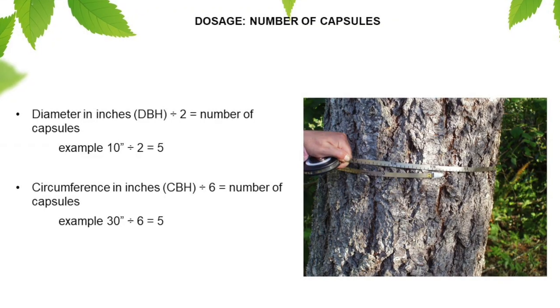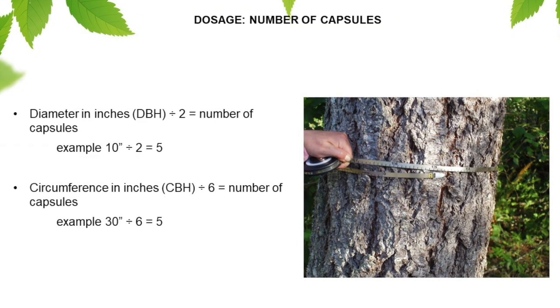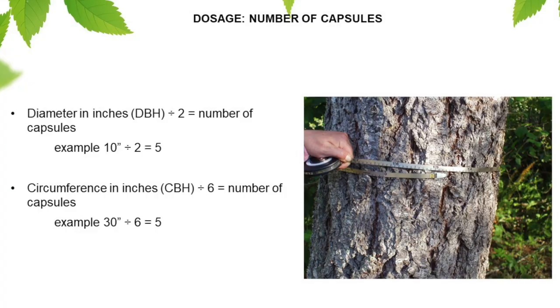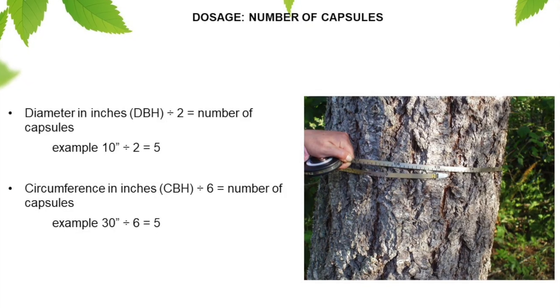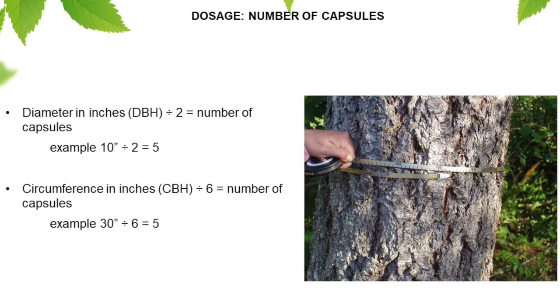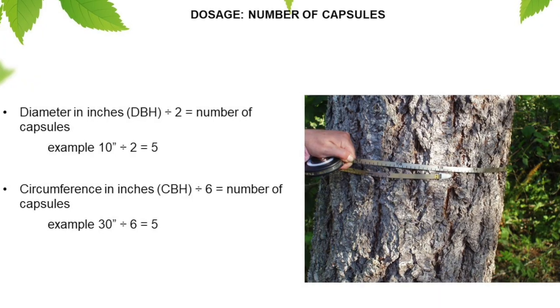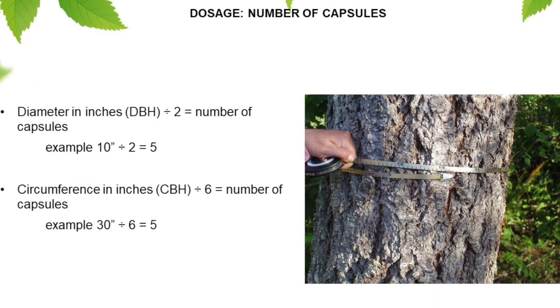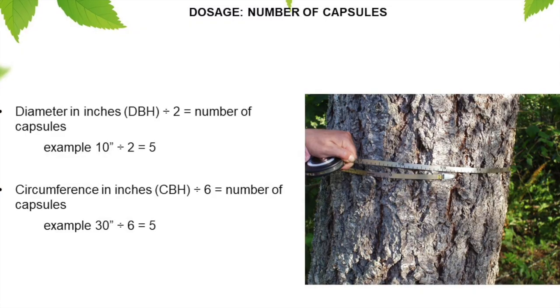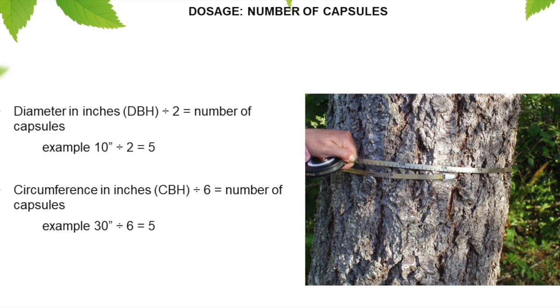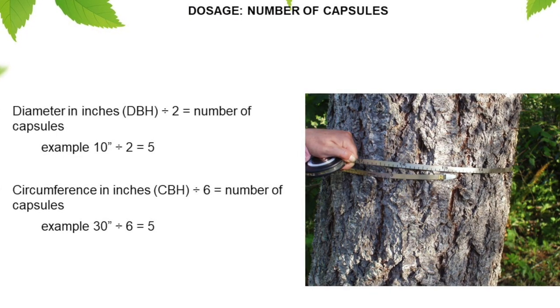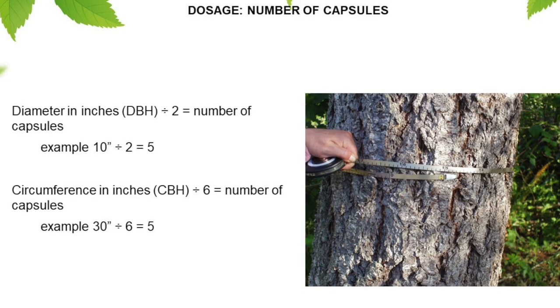Diameter in inches, dBH, divided by 2 equals number of capsules. Example: 10 inches dBH divided by 2 equals 5. Circumference in inches, cBH, divided by 6 equals number of capsules. Example: 30 inches cBH divided by 6 equals 5.